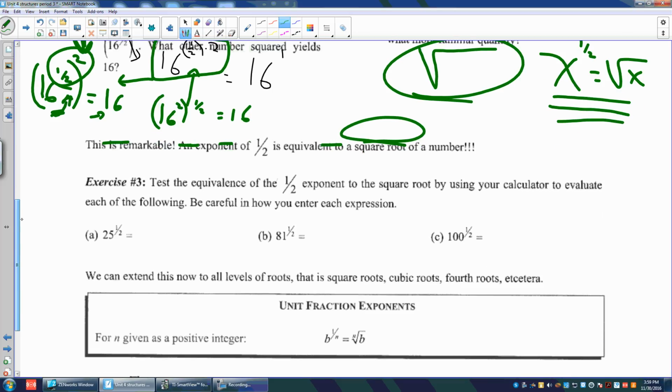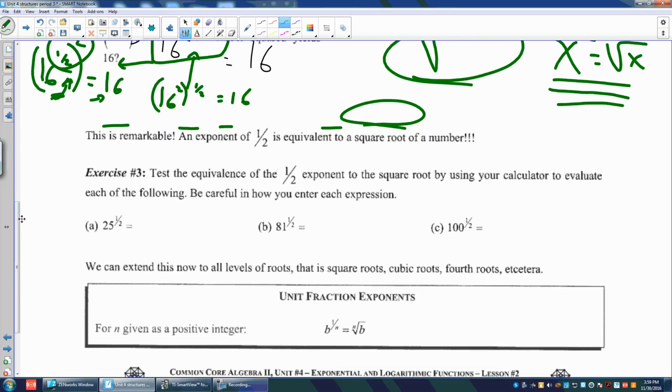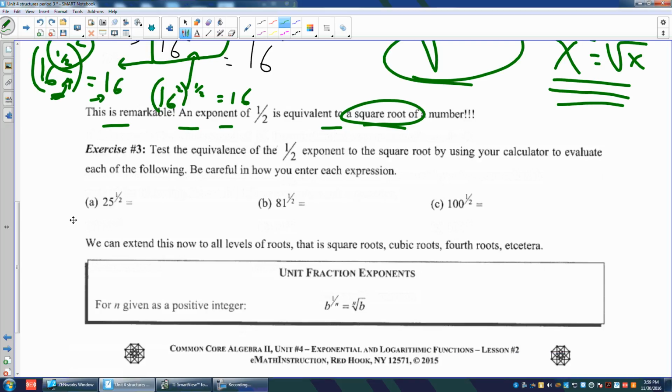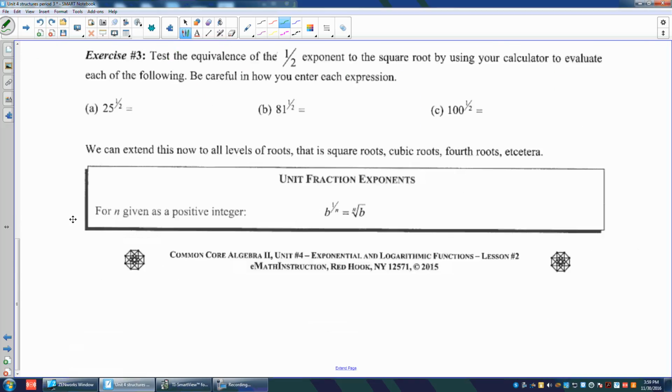Woohoo! Let's test the equivalent of 1/2 as an exponent in your calculator. Okay. I am not going to give you the answer. 25 to the 1/2 power equals what? I am not going to give you the answer. 81 to the 1/2 power equals what? Okay, I lied. I am going to give you the answer.